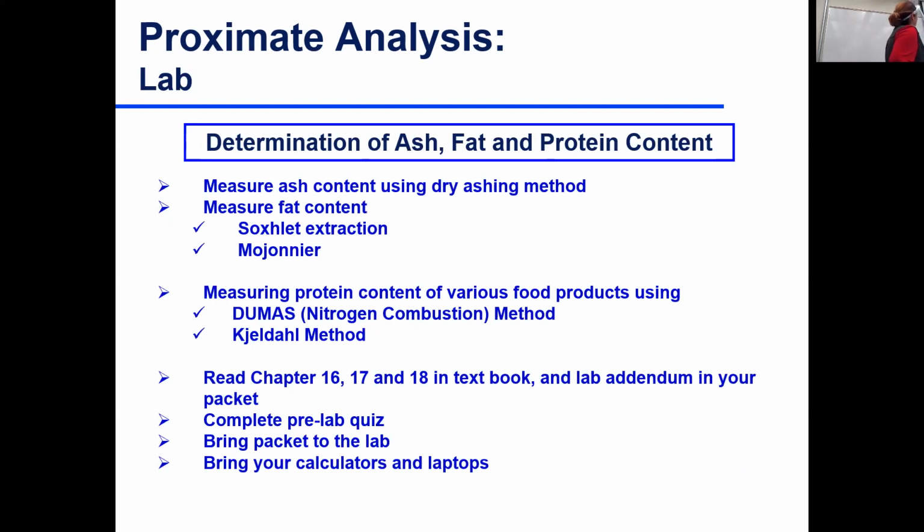Overall, I think this is the lab you already started today. You were doing some experiments, I saw. So you are going to do the ash content using the dry ashing method. And then I think you already started fat analysis today. I saw some of you at the lab. So we will be doing the Soxhlet and Mojonnier methodology. For measuring the protein content of the different food items, we are going to use the nitrogen combustion method and Kjeldahl. And basically you are going to check a couple of other things based on this slide.